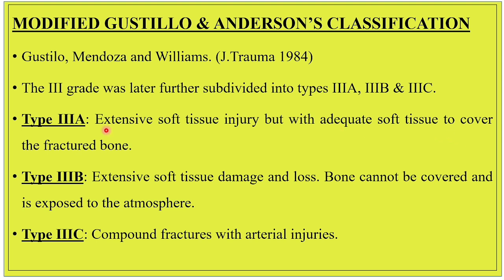The first one is type 3A, that is an extensive soft tissue injury but with adequate soft tissues to cover the fractured bone. Type 3B is an extensive soft tissue damage and loss. Bone cannot be covered and is exposed to the atmosphere. And type 3C is a compound fracture with arterial injuries.